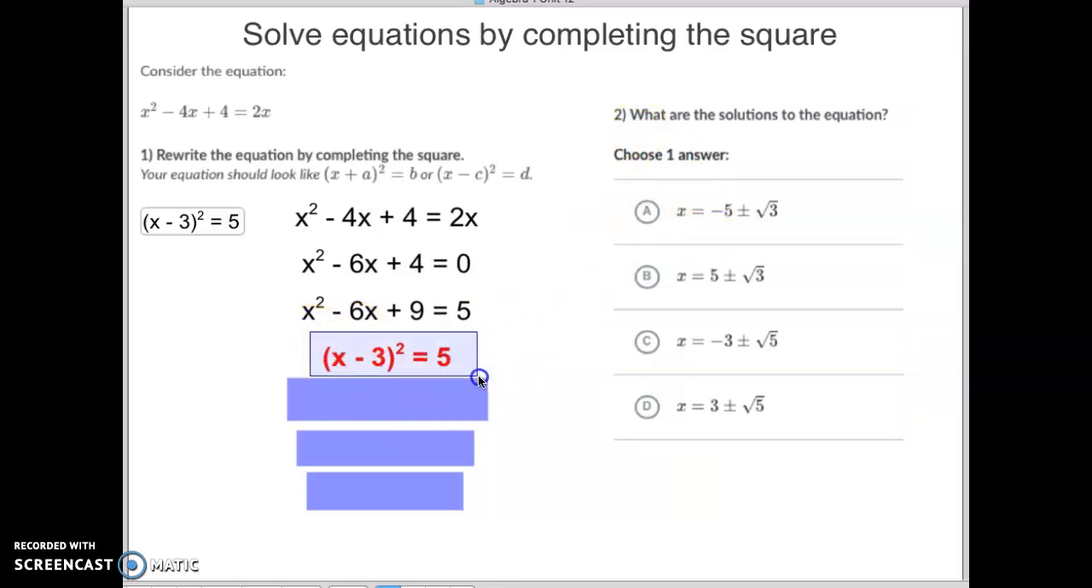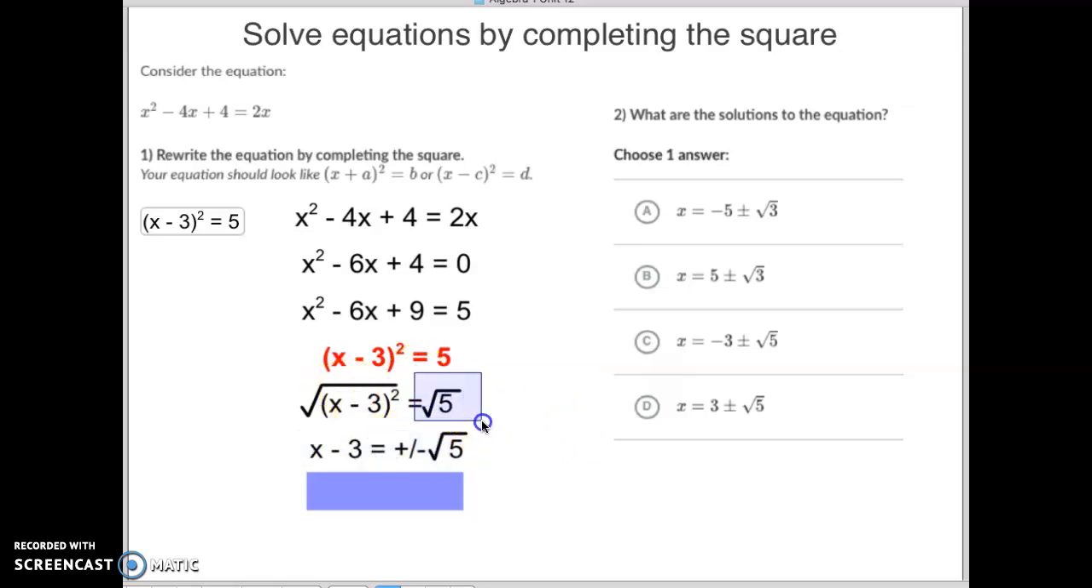Now, we need to solve for this. In order to solve for this, we need to take the square root of this side, and we need to take the square root of that side. And I'll represent that this way right here. A square and a square root will cancel each other. And remember, when we take the square root of a number, it equals the positive or the negative value of that. Since 5 is not a perfect square, we will just leave it in this format right here. Then, how do I get rid of a negative 3? I add 3 to both sides. So I end up with x equals 3 plus or minus the square root of 5, which is this answer right here, letter D.